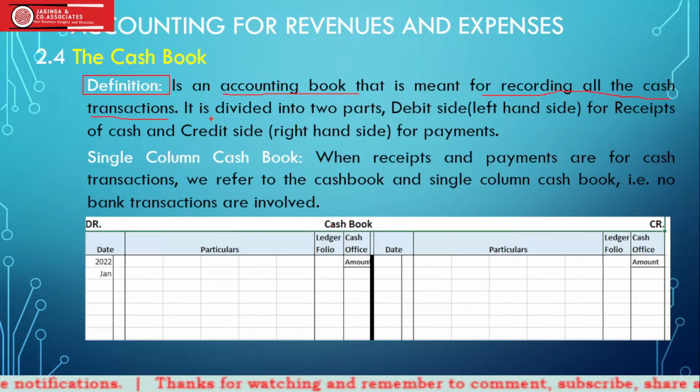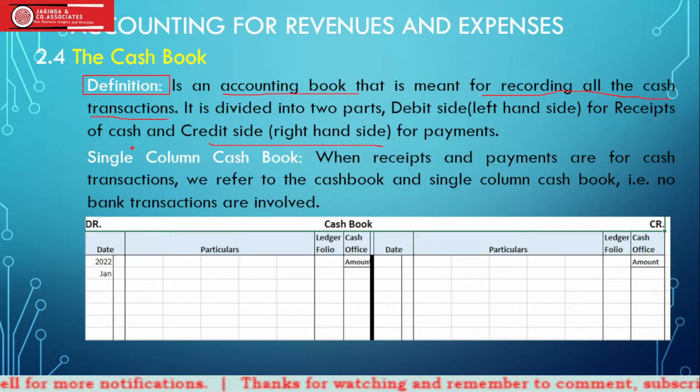It's divided into two parts: debit side on the left hand side for receipts of cash, and credit side on the right hand side for payments. So we are saying a cash book is an accounting book that is meant for recording all cash transactions, and then it is divided into two parts: debit side for cash receipts and credit side for payments or other cash payments.